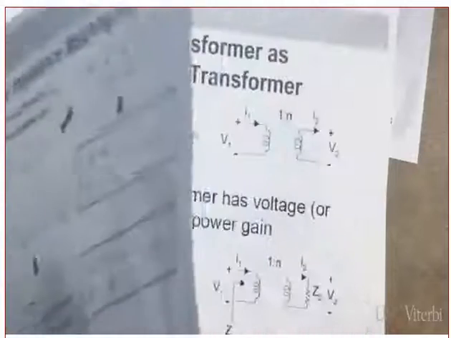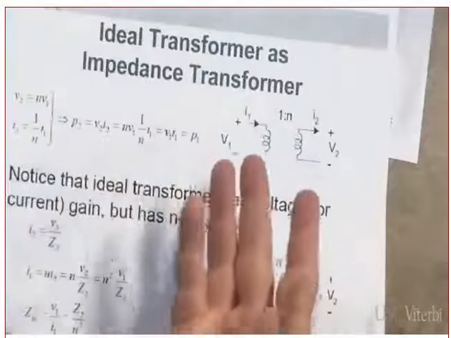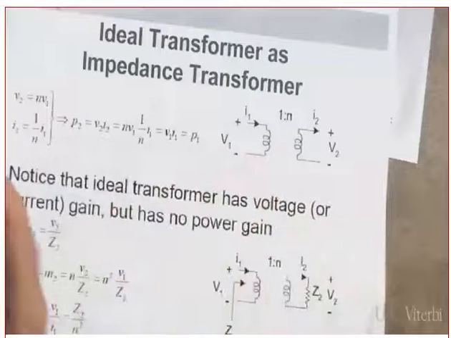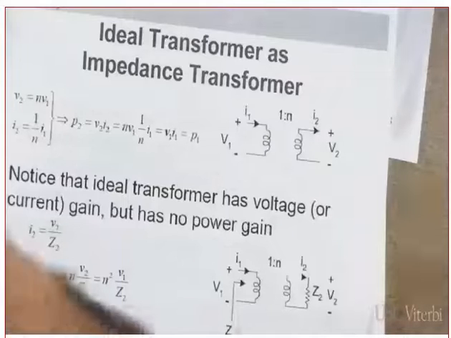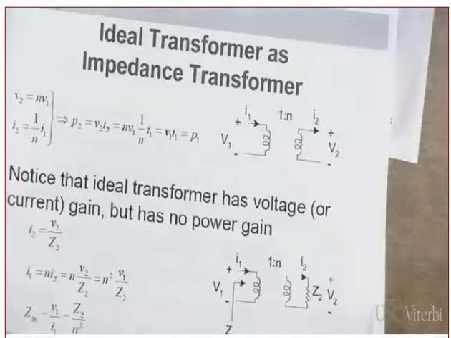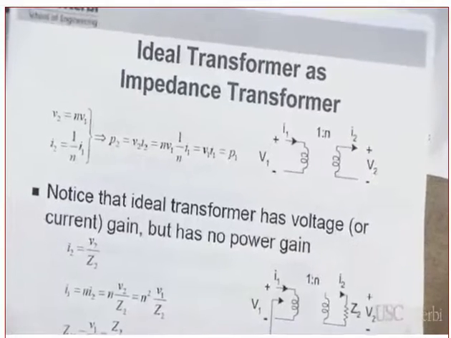So the maximum, if the load happens to be a real load, then RL is supposed to be equal to RS. Clear? Okay, good.